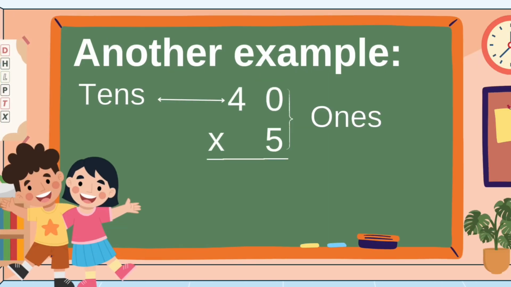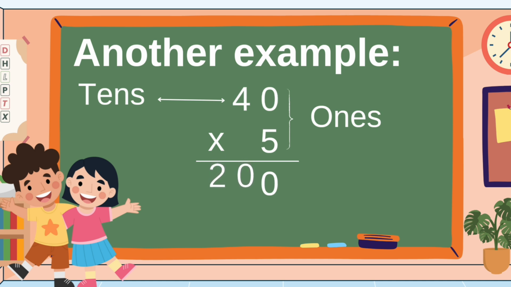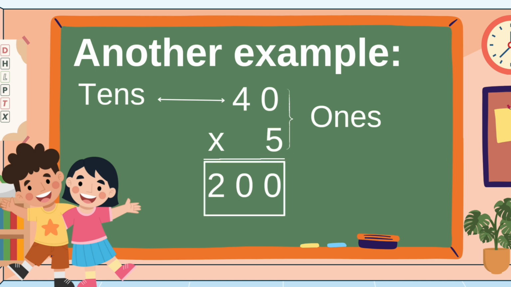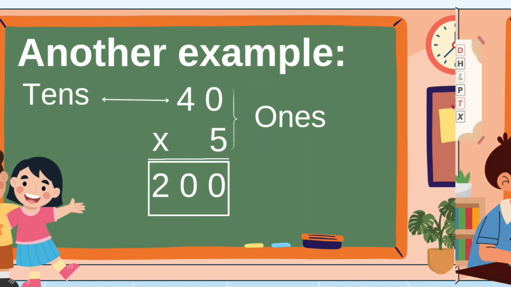40 times 5. The ones are 0 and 5, while the tens is 4. We have to multiply first the ones. 0 times 5 is 0. Remember, any number that is multiplied by 0 is always 0. Then, let's multiply the tens. 4 times 5 is 20. Very good. So, the product of 40 times 5 is 200. Good job! You're doing great. Now, you try this.